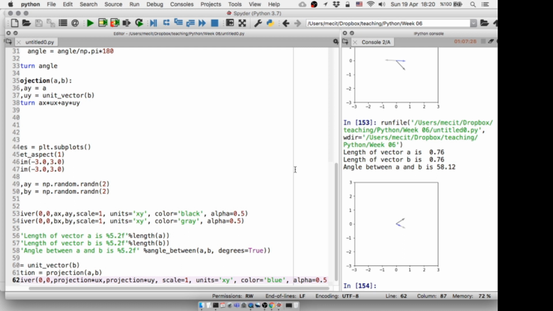Okay, this is all about the basic vectors. Next, I want to go on to plotting multiple vectors.